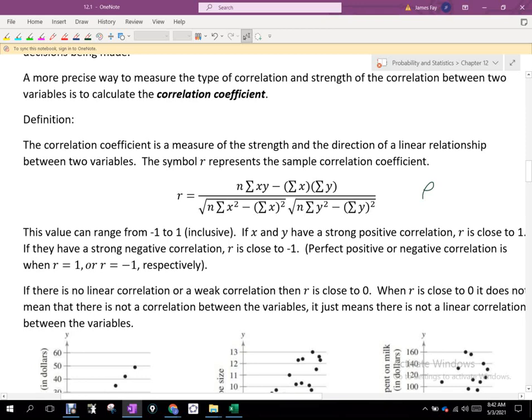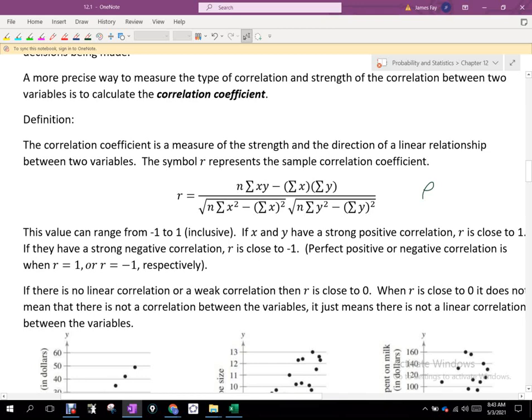What that's doing is measuring something we call residuals. Okay, and we'll talk about that here in a little bit. So this value can range from -1 to 1, and it's inclusive. Okay, so this denominator will always be greater than the numerator. That's why you always get a number between 0 and 1. But if this number here is greater than that number, then you're going to get a negative. Okay, so it could go from -1 to 0.